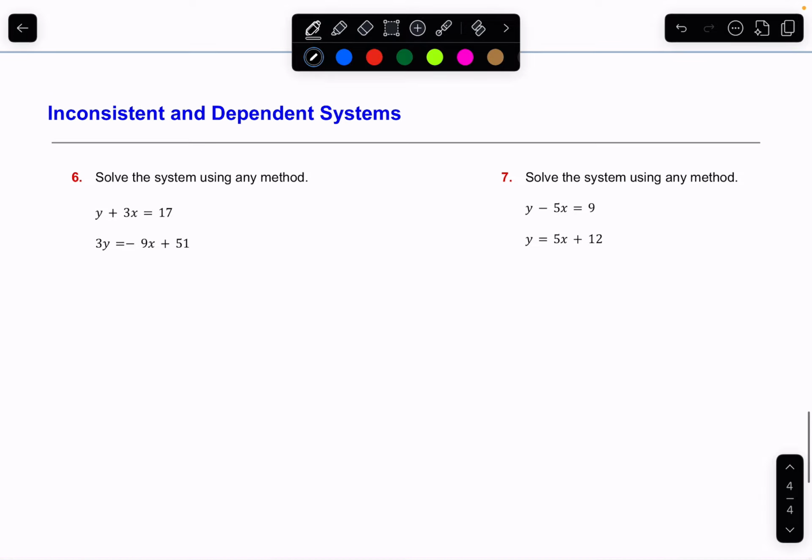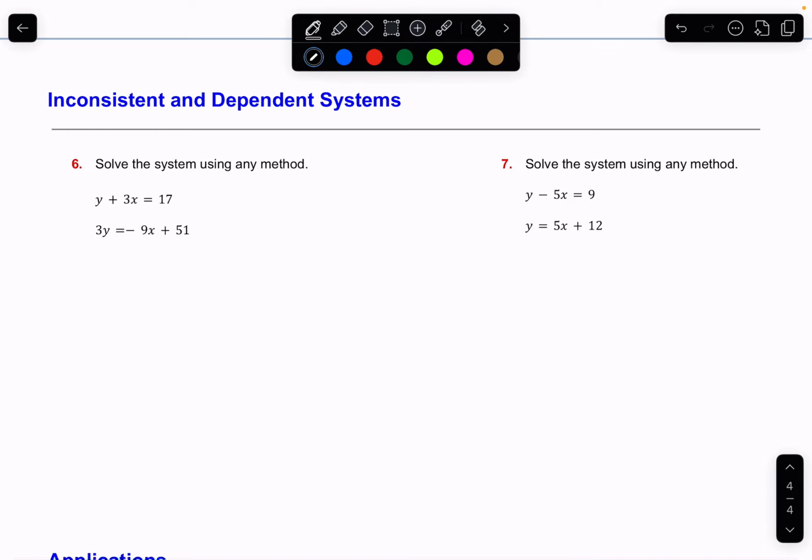Okay, now we're going to talk about what happens when systems are inconsistent or dependent. So we're going to get two possibilities here. One will be inconsistent, one will be dependent, just to show you what it looks like. So let's go ahead and start with the left one.